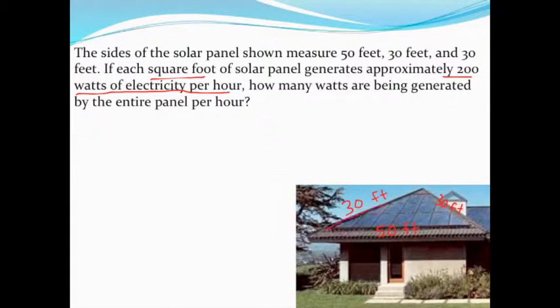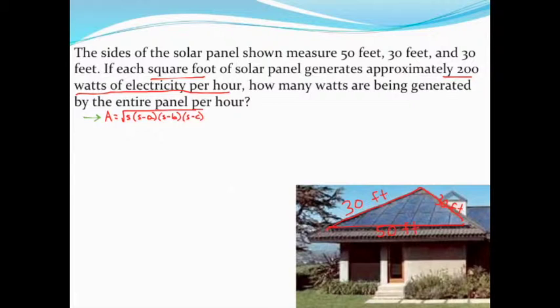I have a 30-foot side, a 30-foot side, and then a 50-foot side. And so what I'll need to do is find the area of this triangle. Using some formulas we've discussed in class, when I know all three sides of the triangle, one of the easier formulas to use is Heron's formula. This is Heron's formula. I wanted to have that pop up real quick.